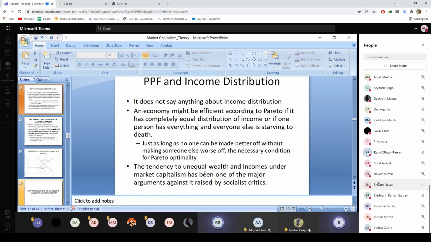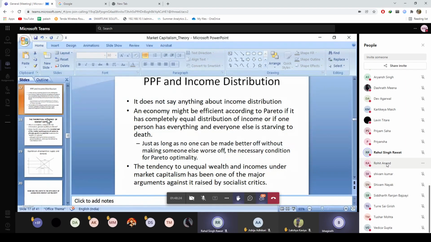So just as long as no one can be made better off without making someone else worse off, the necessary conditions for which is the Pareto optimality. And so again, this doesn't tell anything about income distributions, who is having how much. So there is a tendency to unequal wealth and incomes under market capitalism. And this has been one of the major arguments against market capitalism, which is raised by the socialist critics. Okay, and that we will discuss as we proceed.